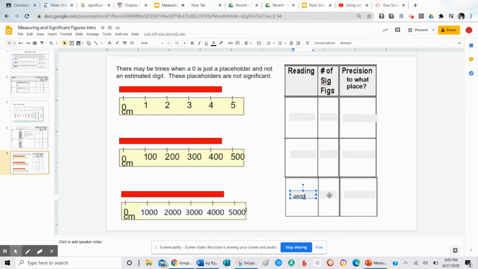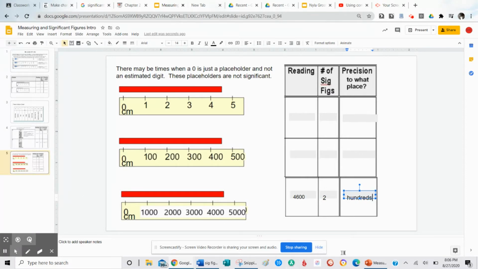So the number I knew for sure was my 4,000. I estimated the 600, so I have 2 significant figures. I cannot estimate the tens or the ones. That's much too small. So to what precision did I measure? That's your known value plus your estimate. So I measured to the hundreds position, or the hundreds place. Hundreds. Okay, so that is a review of the worksheet we did yesterday.